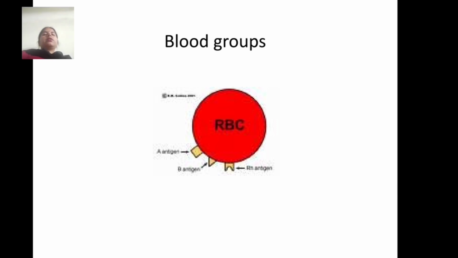In today's class, I will discuss blood groups. There is the RBC, the structure of RBC, and also showing the antigens and antibodies. There are the A antigen, B antigen, and Rh antigens.